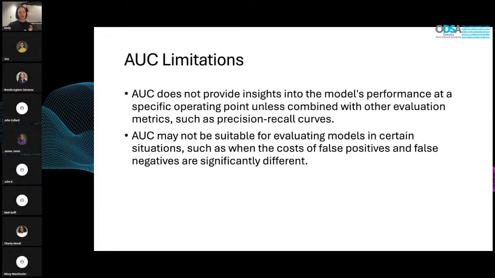And the ROC curve may not be suitable in certain situations. So when we're looking at the cost of false positives and false negatives, and they are very different, and there are very different penalties for a false positive versus a false negative, AUC may not really be an appropriate metric for that.